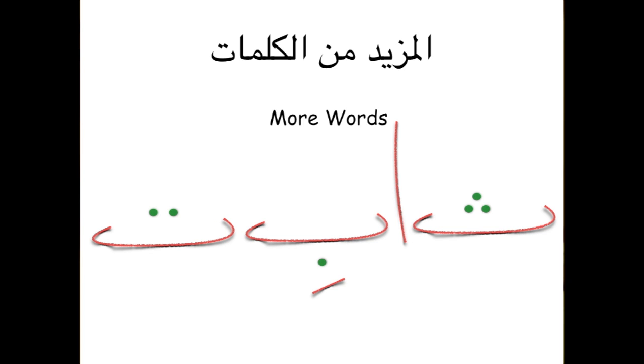Let's try another word. Tha, Alif without a Hamza. Ba with a Kasra. Remember, a Kasra is a short vowel we learned in lesson number 1. And Ta. Tha, Alif, Ba, Ta.